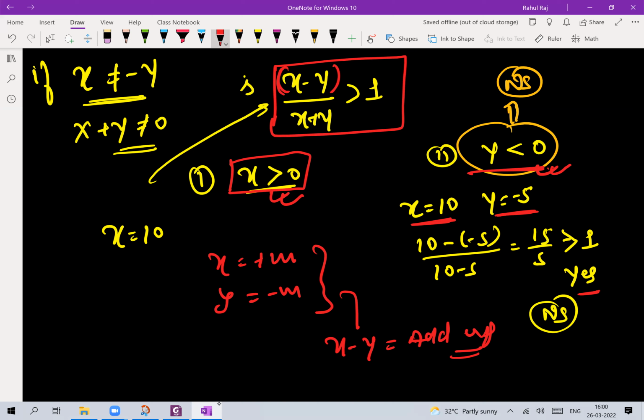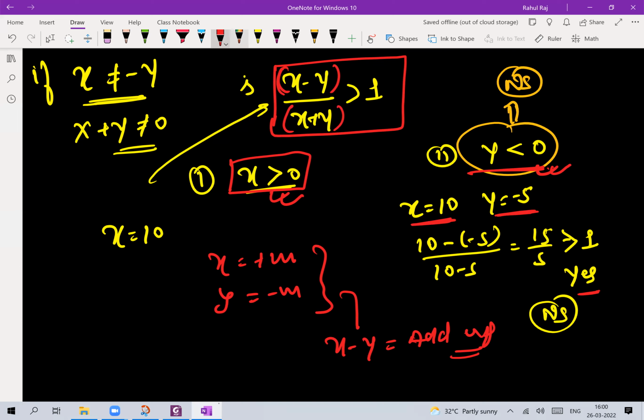Agreed? Any doubt? So I should not focus on numerator a bit also. My entire focus should be on denominator. Because now I know that numerator will always and always add up. If I take x a positive number and y a negative number, my numerator will always and always add up. So my simple logic is to concentrate on denominator. Now in denominator, it says x plus y.